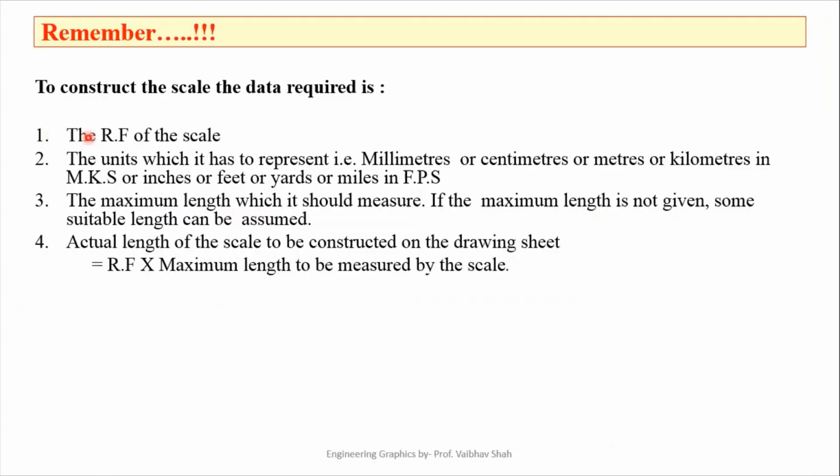So now remember, to construct the scale, the data required is first the RF of the scale, second the units which it has to represent like meters, millimeters, centimeters, meters or kilometers in MKS, or inches or feet or yard or miles in FPS. Third, the maximum length which it should measure. If the maximum length is not given, some suitable length can be assumed. Fourth, actual length of the scale to be constructed on drawing sheet. So it can be found out by this equation. Actual length is equal to RF into maximum length to be measured by the scale.